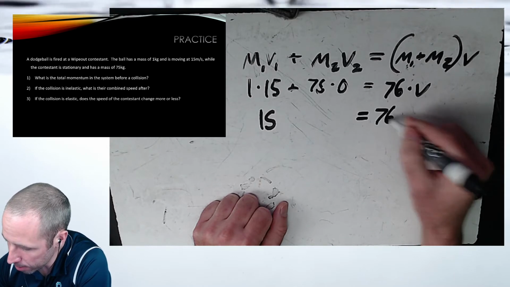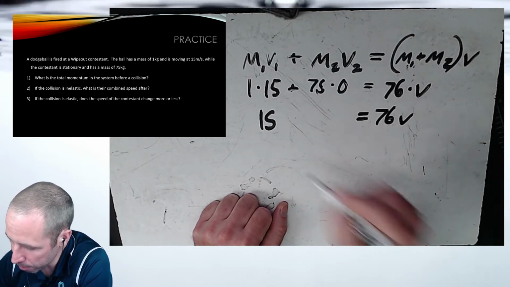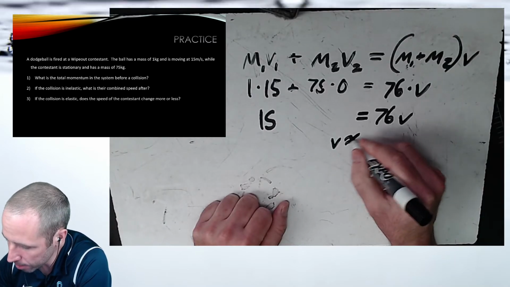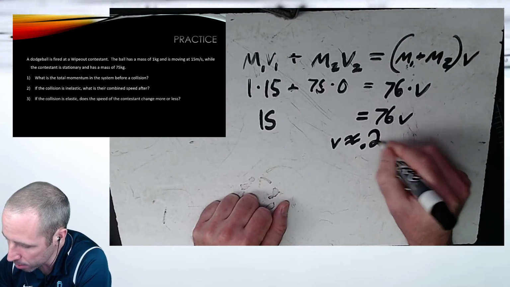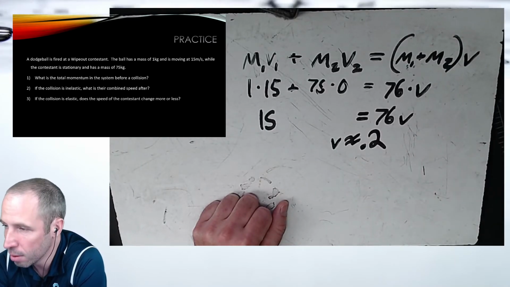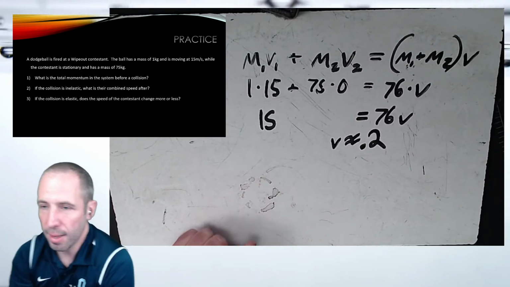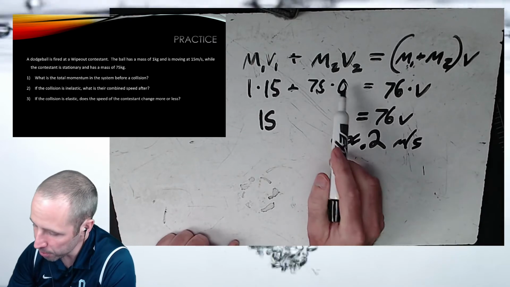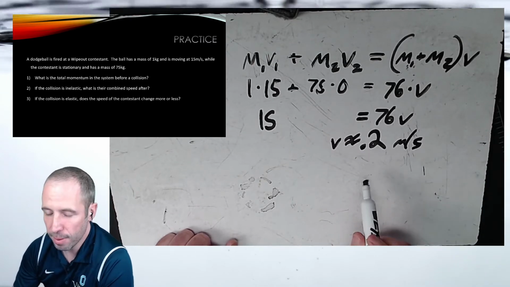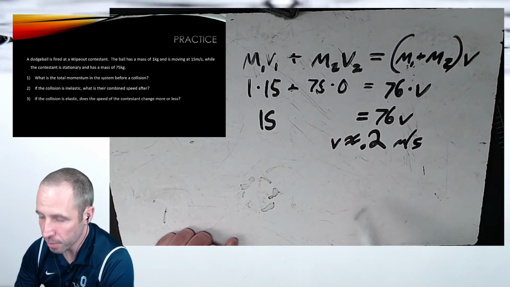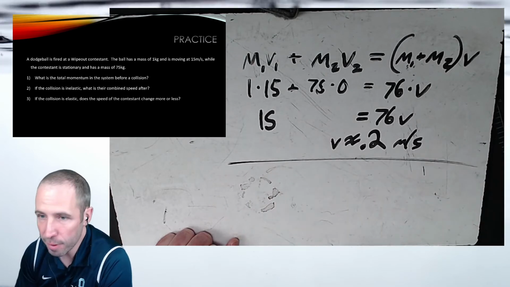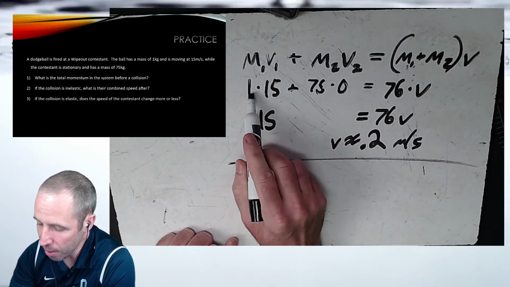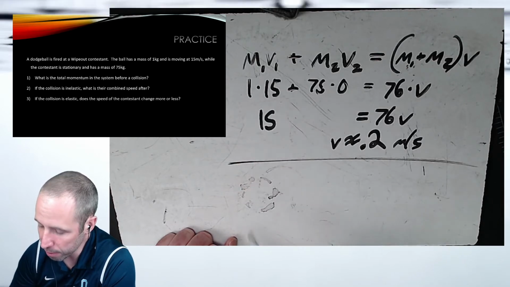Then if I get 76v equals 15, divide both sides by 76, that gets me a velocity of approximately 0.2. Somebody with the calculator can check that later. 0.2 meters per second. Okay, so the contestant went from 0 to 0.2 meters per second by catching the ball. Let's instead solve for if the ball bounces back at the exact same speed it was inbound with. So let's go for a perfect bounce off.